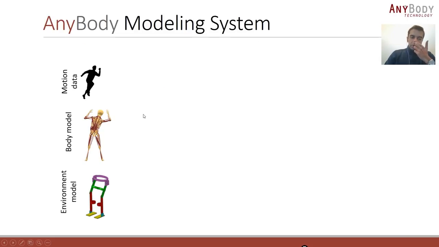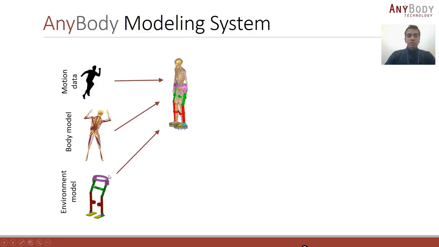So I thought I'd introduce you to the main components of the typical AnyBody simulation. There are three vital components. The first, of course, being the motion data that we spoke about in the previous slide. Then we have the human body model, which is also called the musculoskeletal model. And then you have a model of the environment, which in this case has been taken to be an exoskeleton. So we fuse all three of these into a single man-machine model and then run what's called an inverse dynamic simulation in order to get our results.